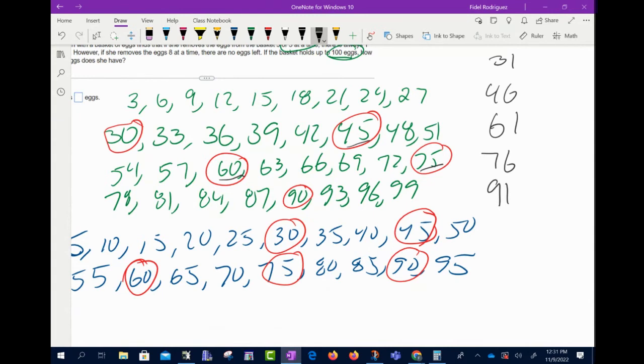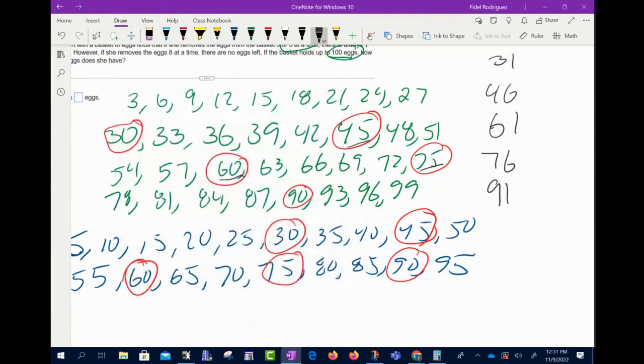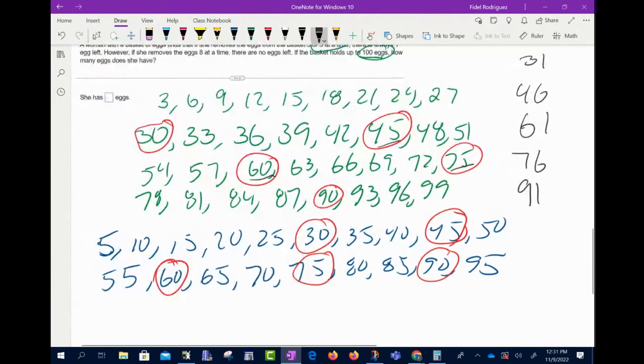Let me see. 76 divided by 8. 9.5. No, it doesn't go nice and neat. I thought it did. I'm missing something here, and I'm trying to figure out what am I missing.